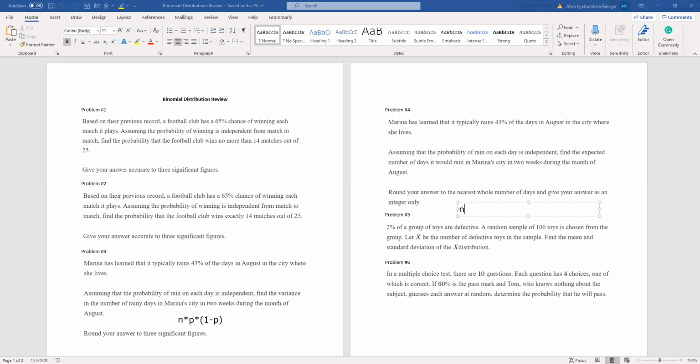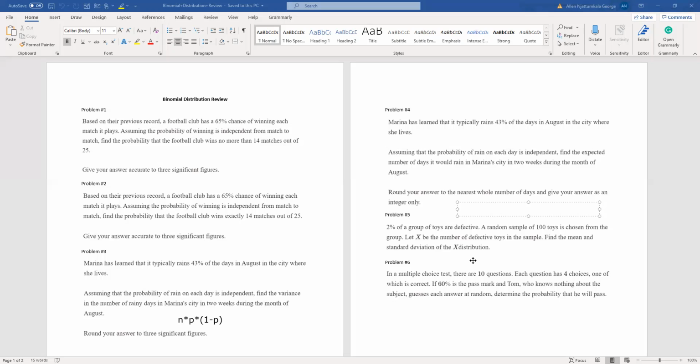It's n times p. Yeah. So I was correct. Good job, Andrew. So yeah, it's going to be n times p. That's going to be expected value. So we know from the last problem, n is 14, and then the probability is 0.43. So 14 times 0.43 is 6 days. The answer is technically 6.02, but they want a whole number, so you're gonna round down to 6 days.